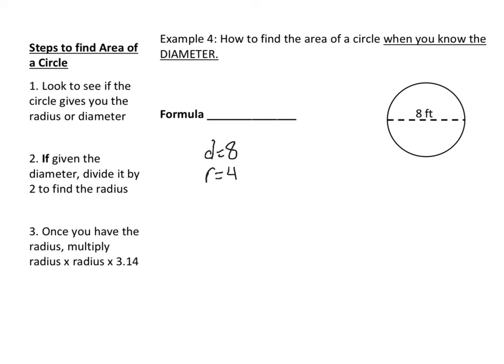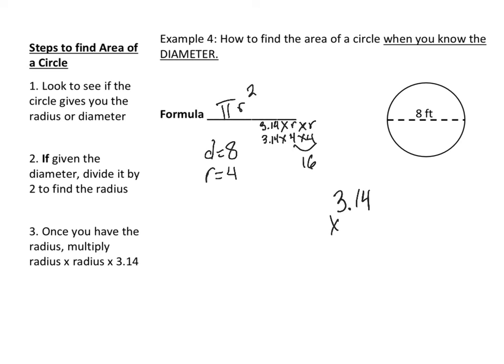Now we can use our formula, pi r squared, which really just means 3.14 times r times r. Now we know the radius, since we divided 8 by 2, is 4. So we have our new formula. 4 times 4 is 16. Now we just need to multiply that by 3.14.